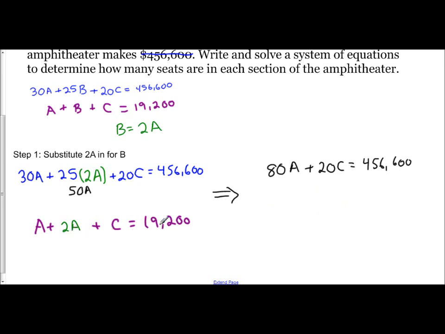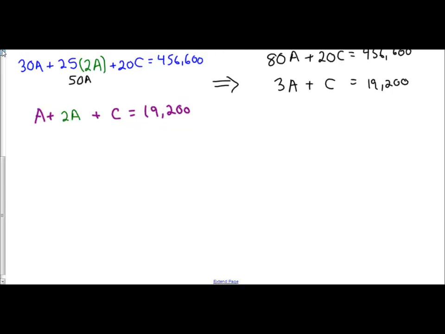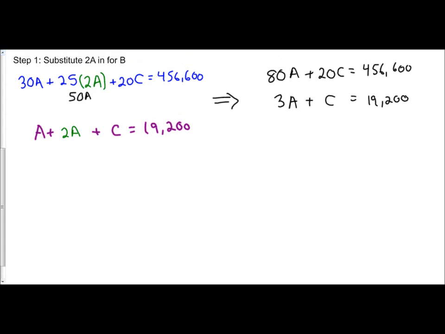A plus 2a in the bottom is 3a. So if I have 3a plus c equals 19,200. So we see as soon as I used my substitution method and plugged in 2a for b, I now created a system of 2 equations and 2 variables, which means now I can use my elimination method.